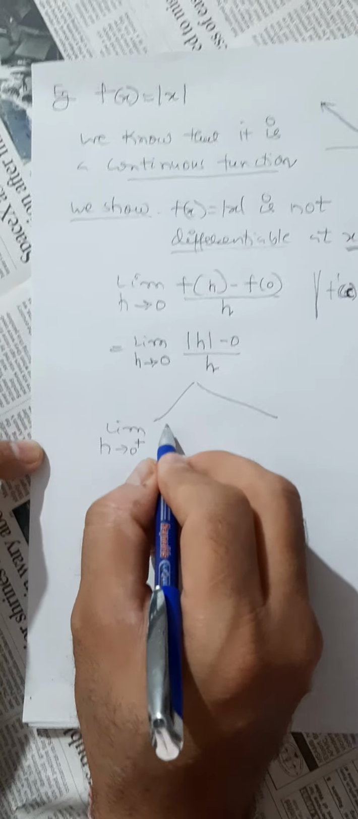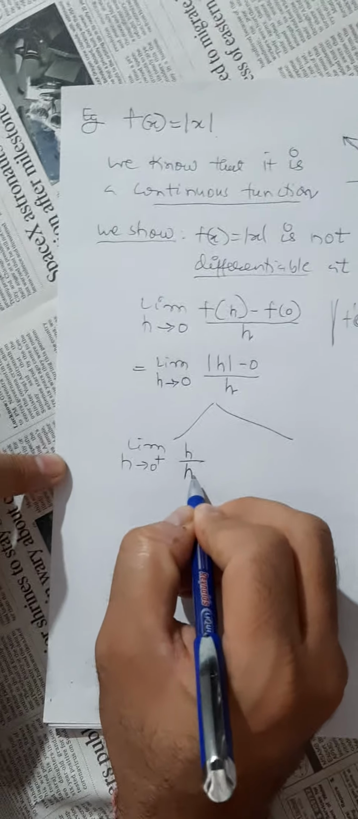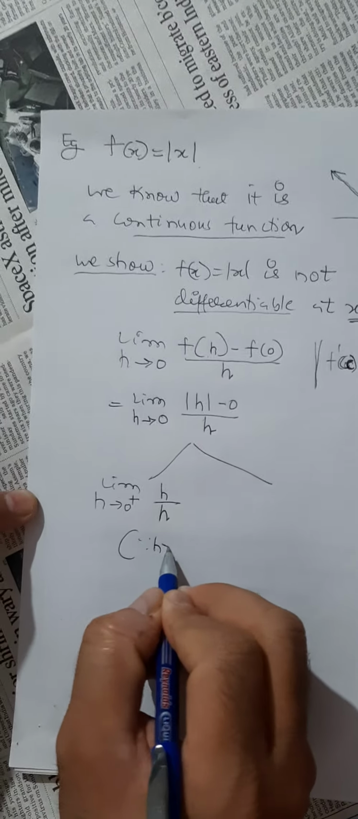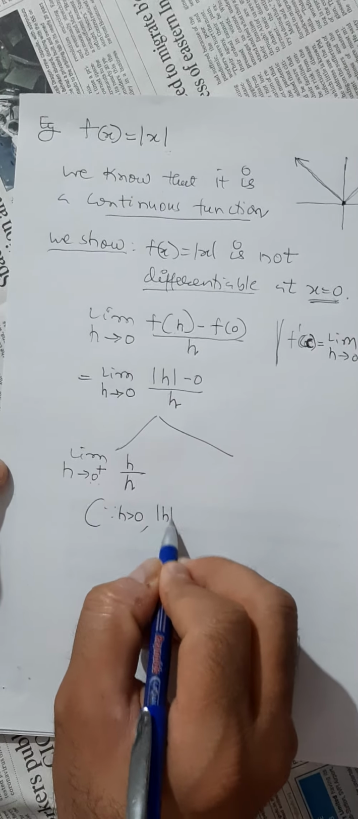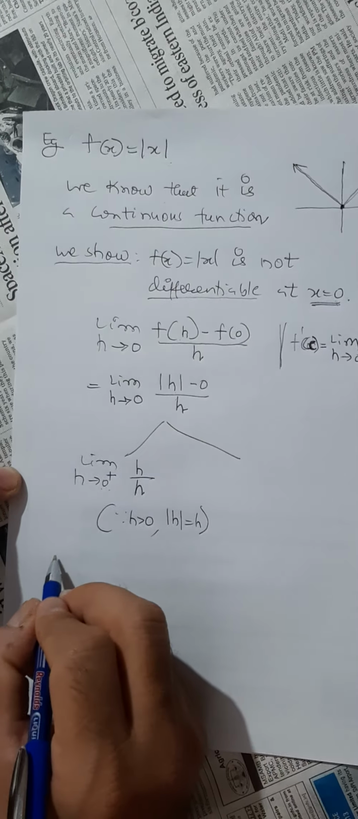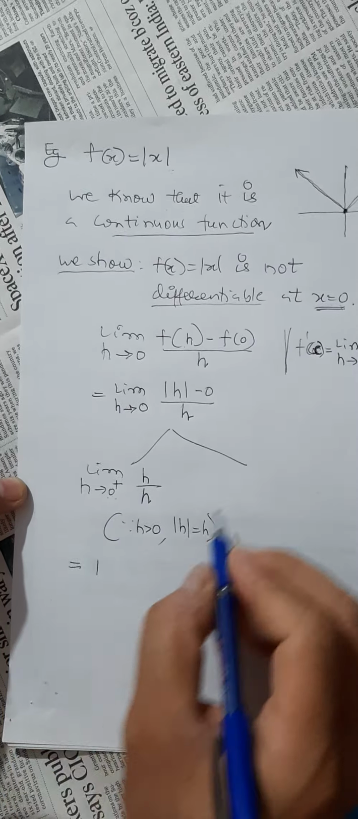Here modulus h becomes h upon 1. Why? Because here h is greater than 0. Why is h greater than 0? Because h tends to 0 from right. So modulus h becomes h, and this will get cancelled, giving 1.